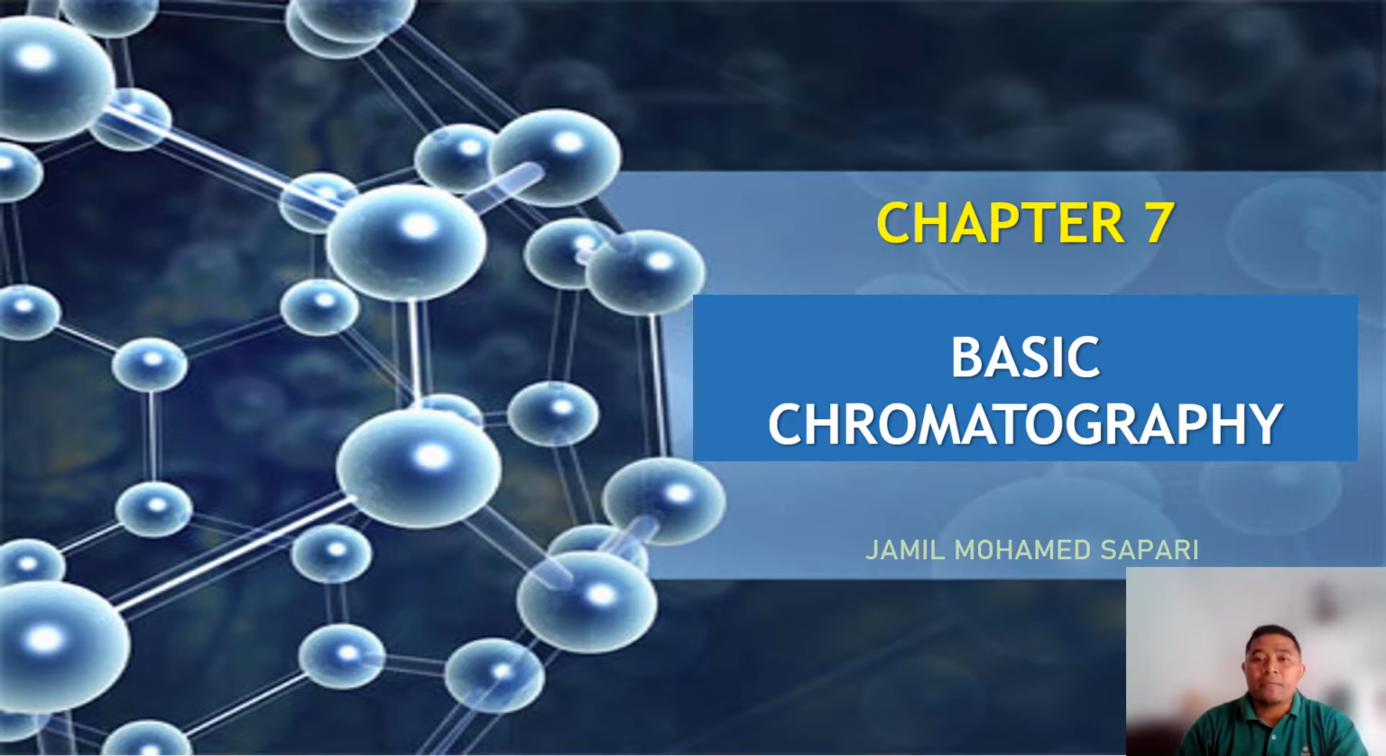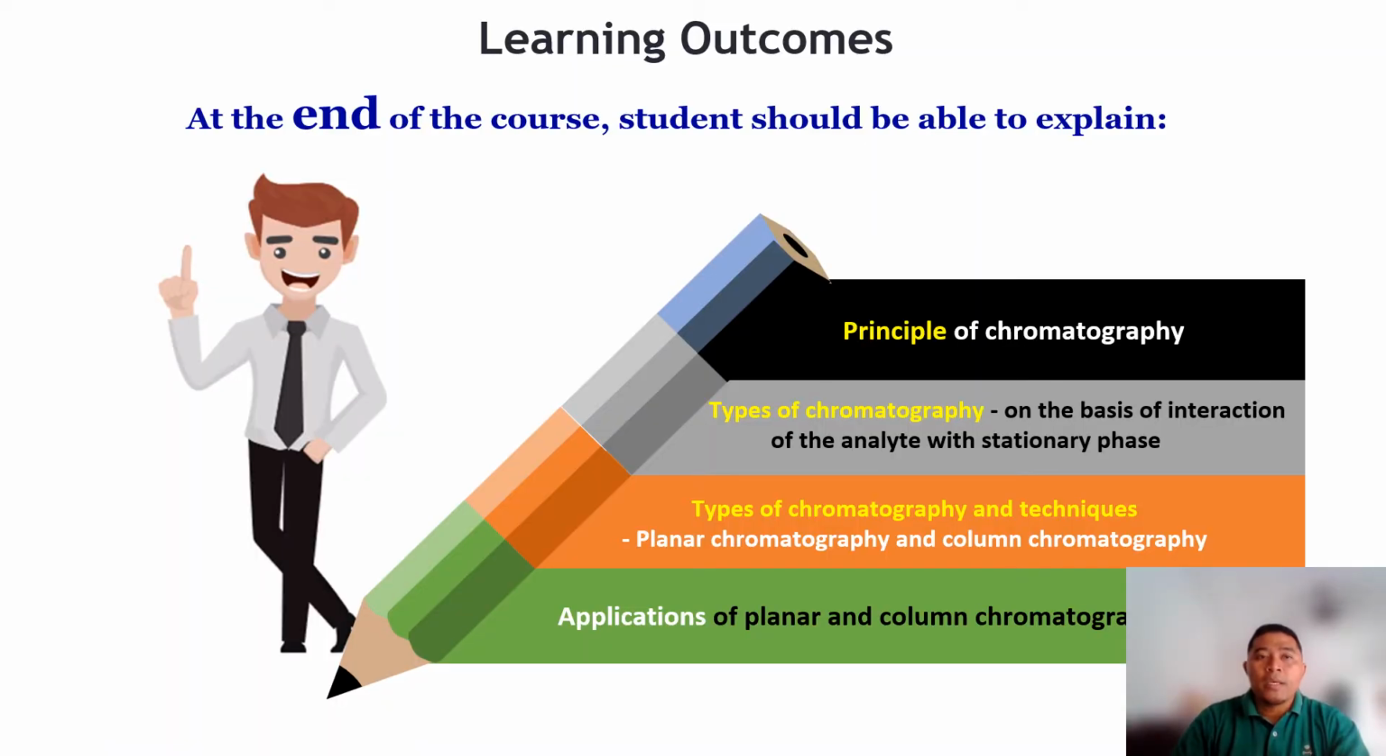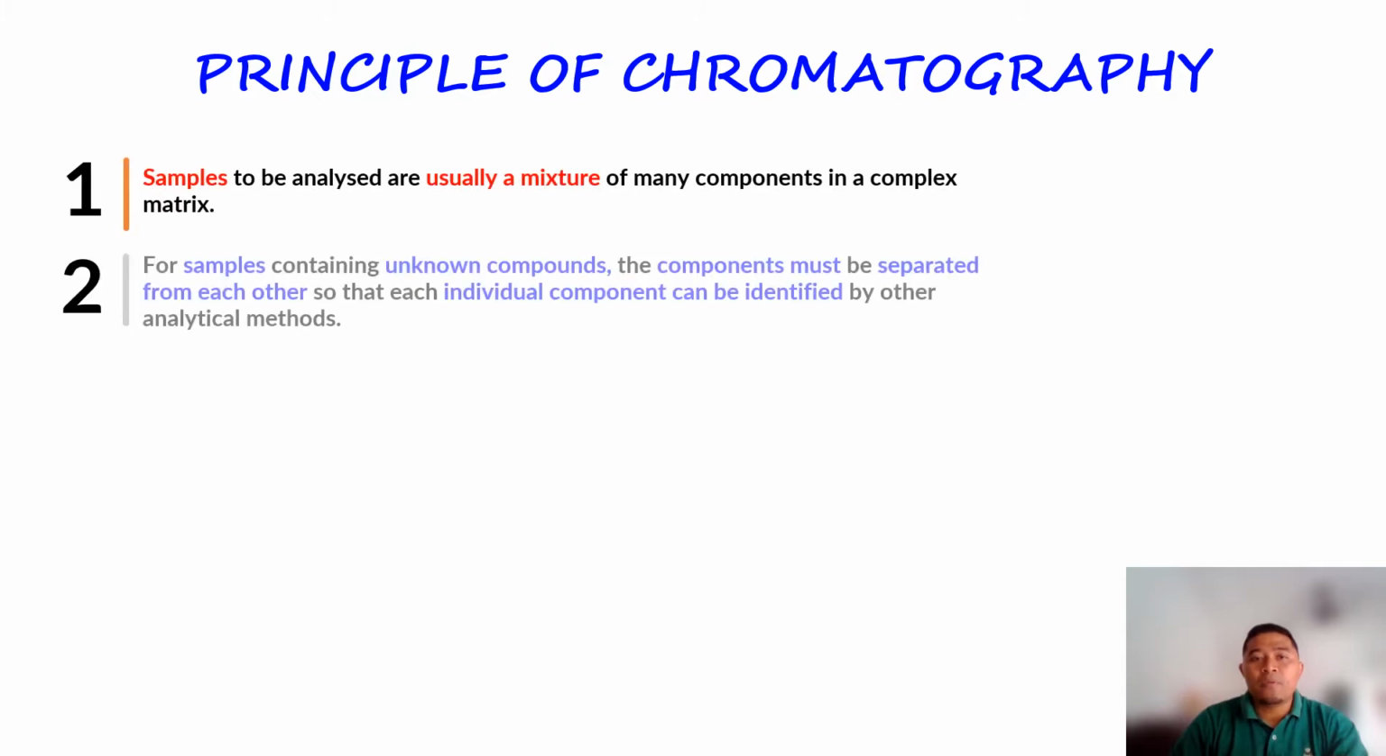So we proceed with chapter 7, known as Basic Chromatography. The learning outcome for this topic is that at the end of this chapter you should be able to explain the principle of chromatography and the types of chromatography on the basis of interaction of the analyte with the stationary phase, and the types of chromatography and technique, where you can differentiate between planar chromatography and column chromatography, and also the applications of planar and column chromatography. So we proceed with the principle of chromatography first.